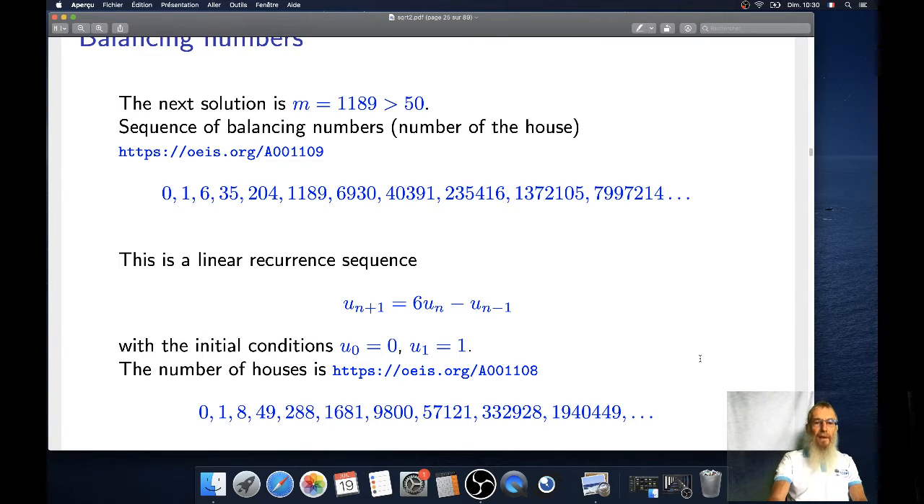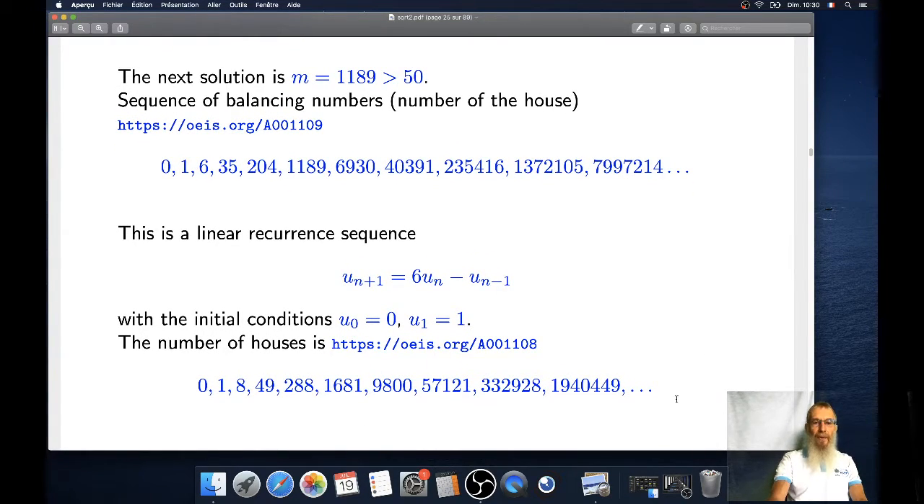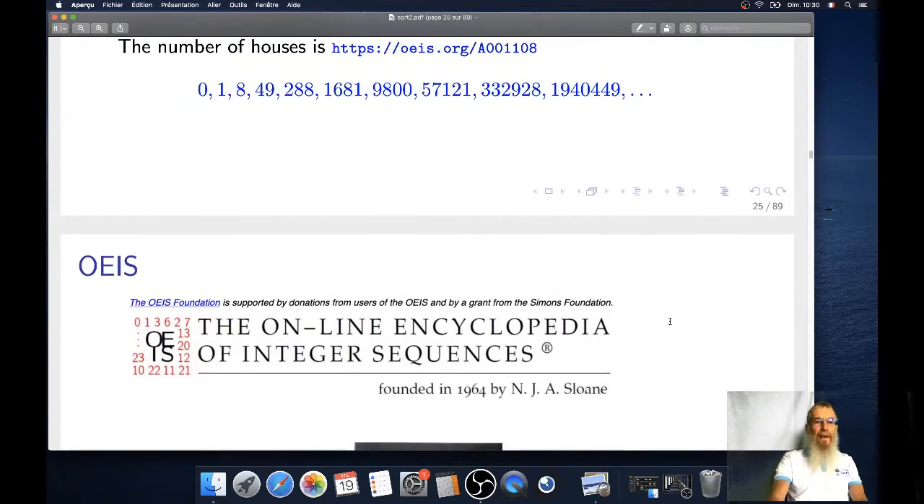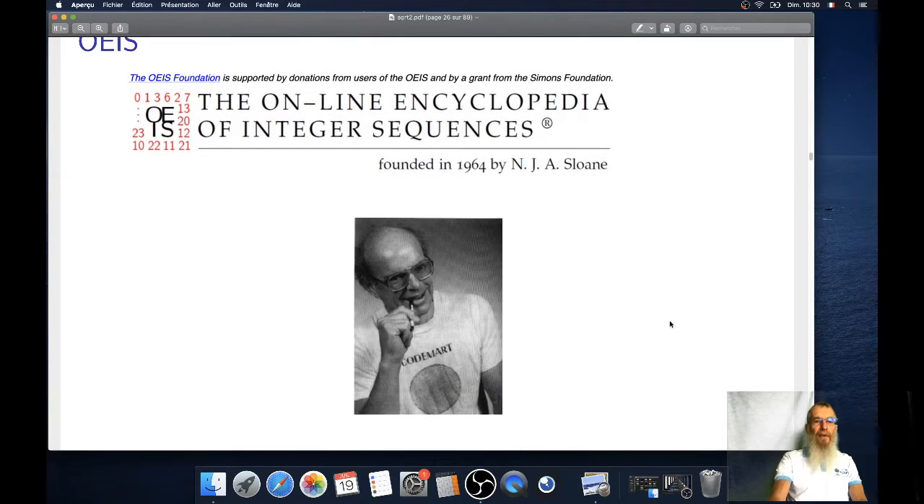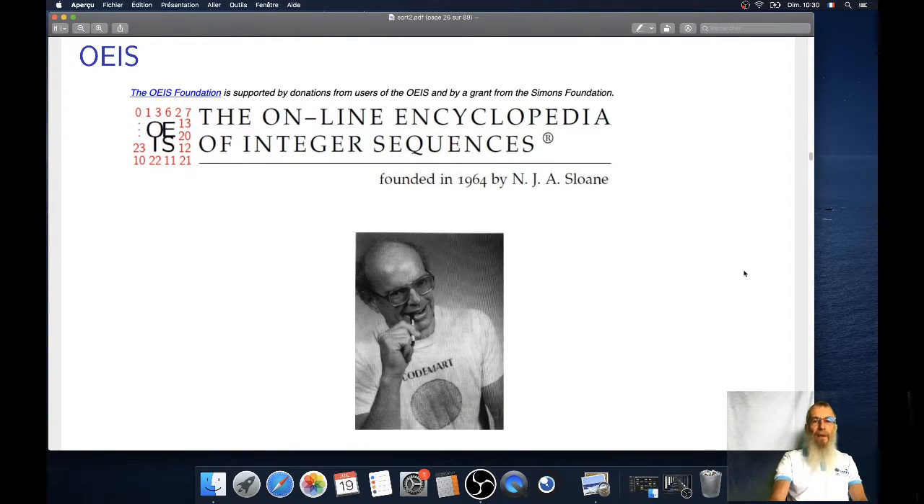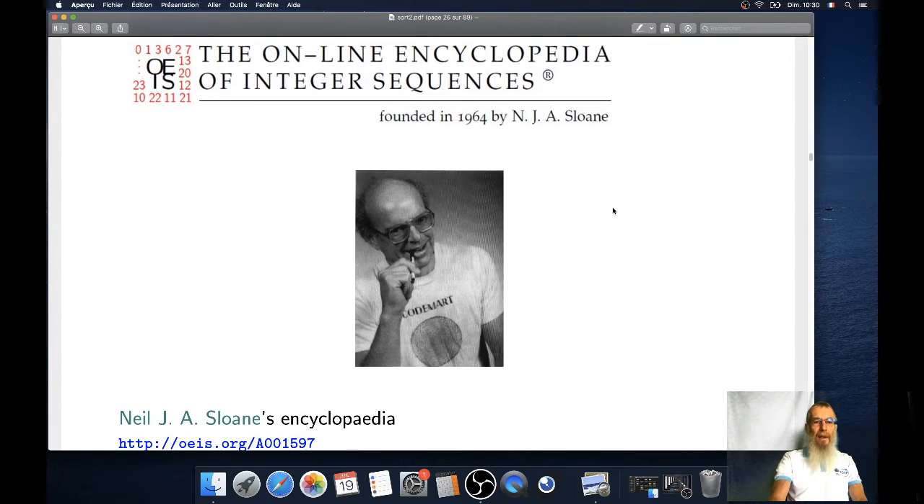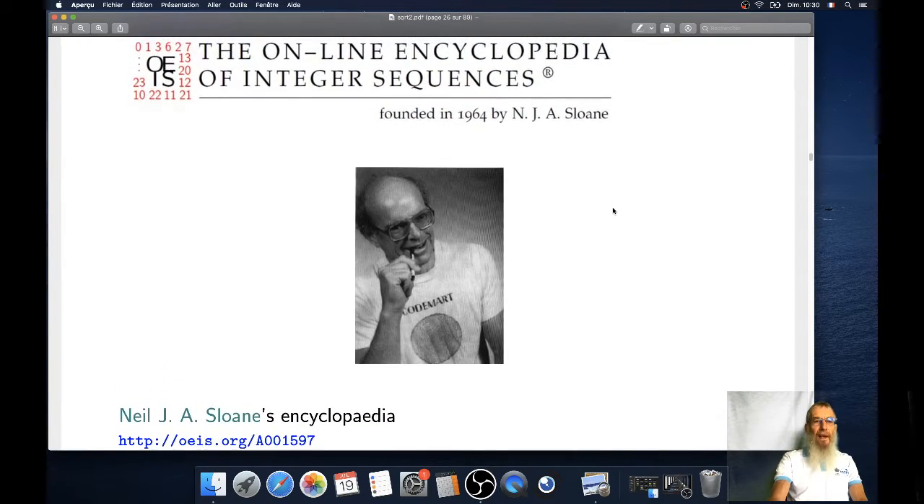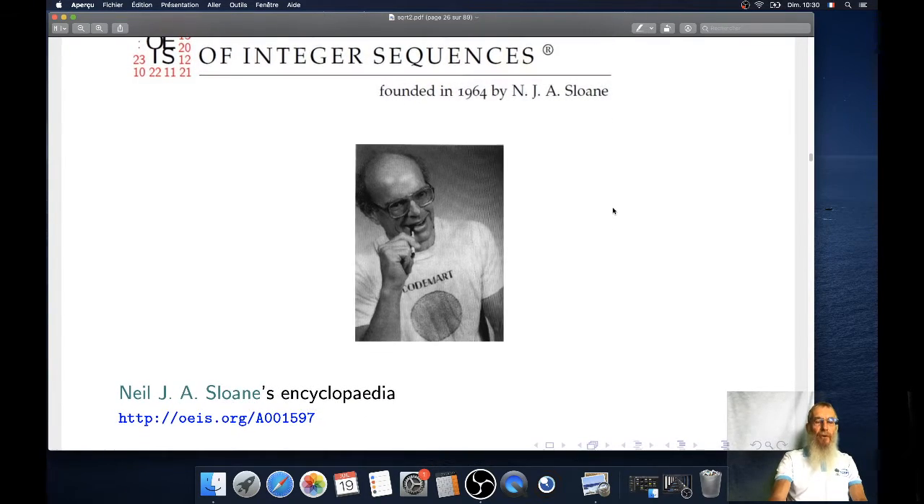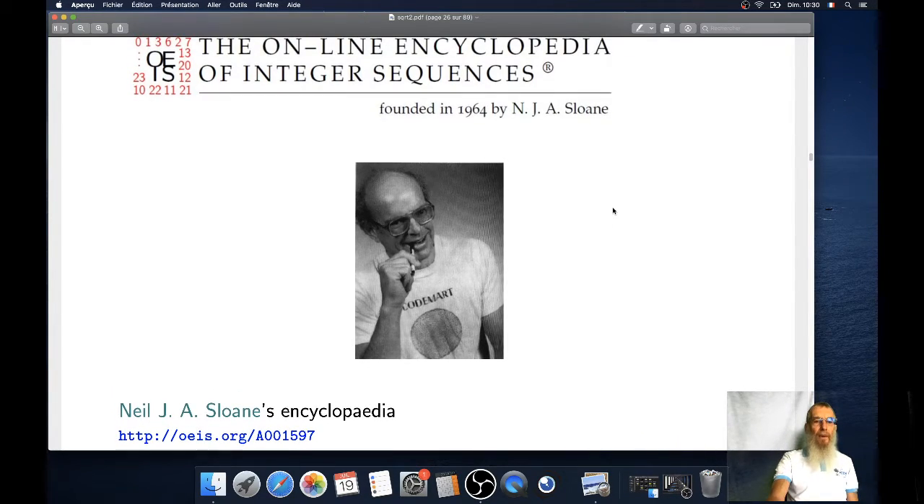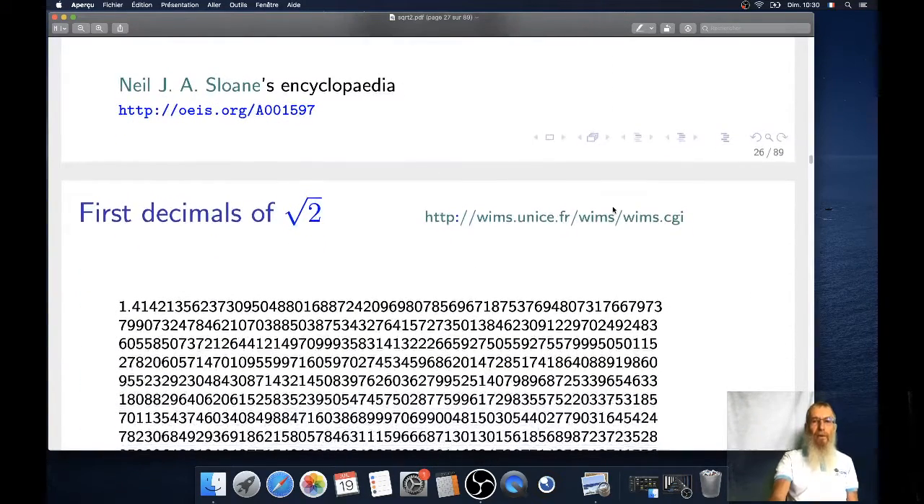And the number of houses is also given by a sequence that you find on this website. What is this website? It is the Online Encyclopedia of Integer Sequences, which was founded by Sloane and which is maintained by him. And this is a very interesting and useful database. If you have a sequence of integers, with a few numbers, and you want to know what is the next one, you just put the sequence of numbers that you know into this database and you will get a lot of hits.